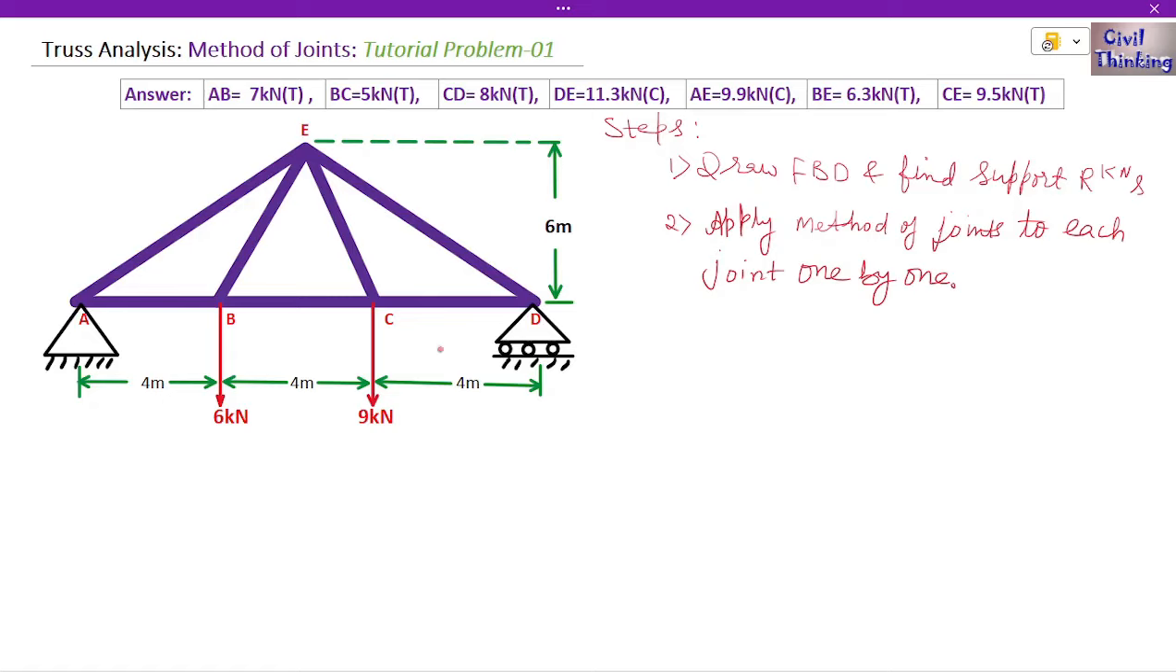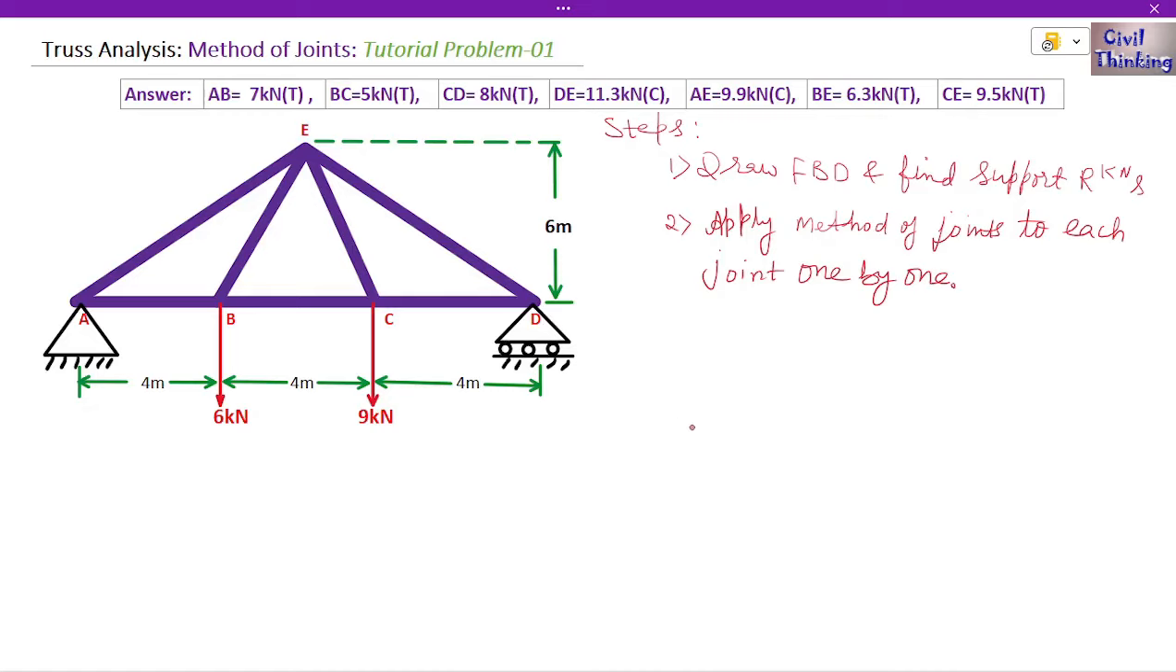Now in today's class we will see how to find the member forces, or the forces in each member of this truss, using method of joints. This is a truss with a pin support at A and a roll support at D. These are the correct answers, and when we solve the problem we will tally our answers with this and see if we get the correct answer.